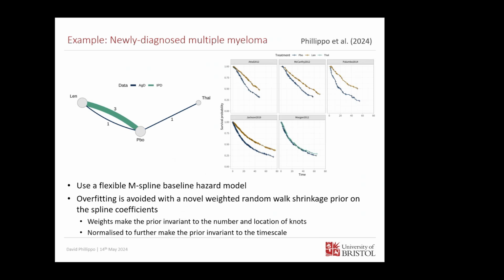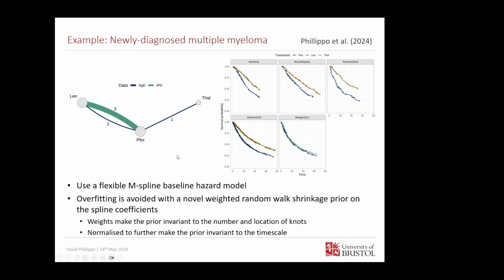So let's think about an example. Here we have a small network of treatments for newly diagnosed multiple myeloma. We have lenalidomide and thalidomide versus placebo. We have 3 IPD studies, lenalidomide versus placebo, plus 1 aggregate study, and 1 aggregate study for thalidomide versus placebo. The Kaplan-Meier curves from each of the studies are shown on the right.